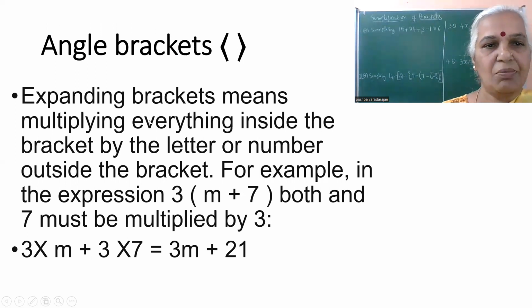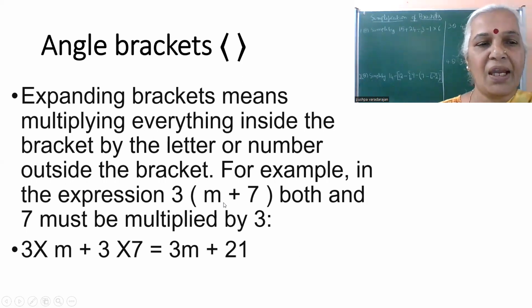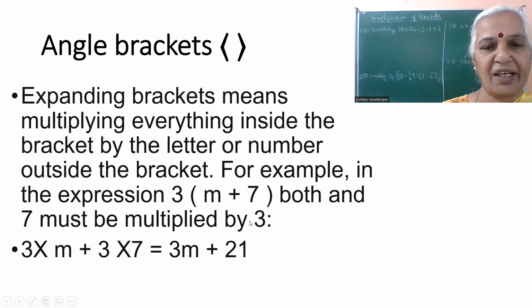Expanding a bracket means multiplying everything inside the bracket by the letter or number outside the bracket. For example, in the expression 3 and inside the bracket, m plus 7, both m and 7 must be multiplied by 3. Here m is missing, it's okay. 3 into m and 3 into 7. 3 into m is 3m and 3 into 7 is 21.